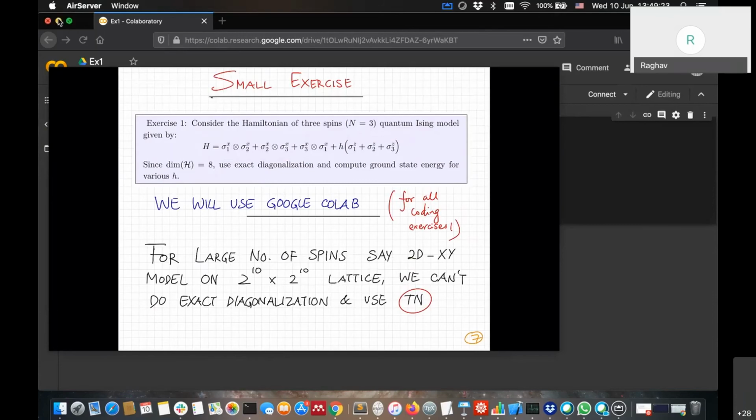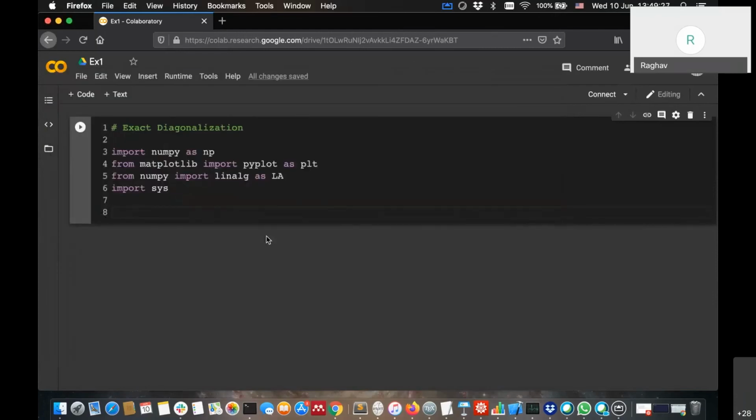Okay, so let's go back to this Colab. I'm assuming all of you have Colab right now. If you don't have Colab, just write in the chat that you don't have it, and then you can just follow along. But I assume most of you have this. Okay, yeah, you can do Jupyter. It should be fine.